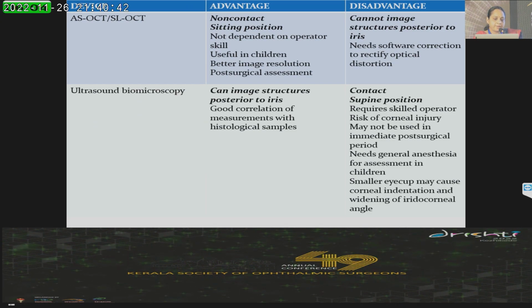With UBM, we can image structures posterior to the iris, so we can identify plateau iris, uveal effusion, ciliary body tumors, and ciliary body cysts, etc. But the disadvantage is it is a contact procedure. Patient has to lie down supine, and it requires a skilled operator, and there is risk of corneal injury. It cannot be used in the immediate post-surgical period.